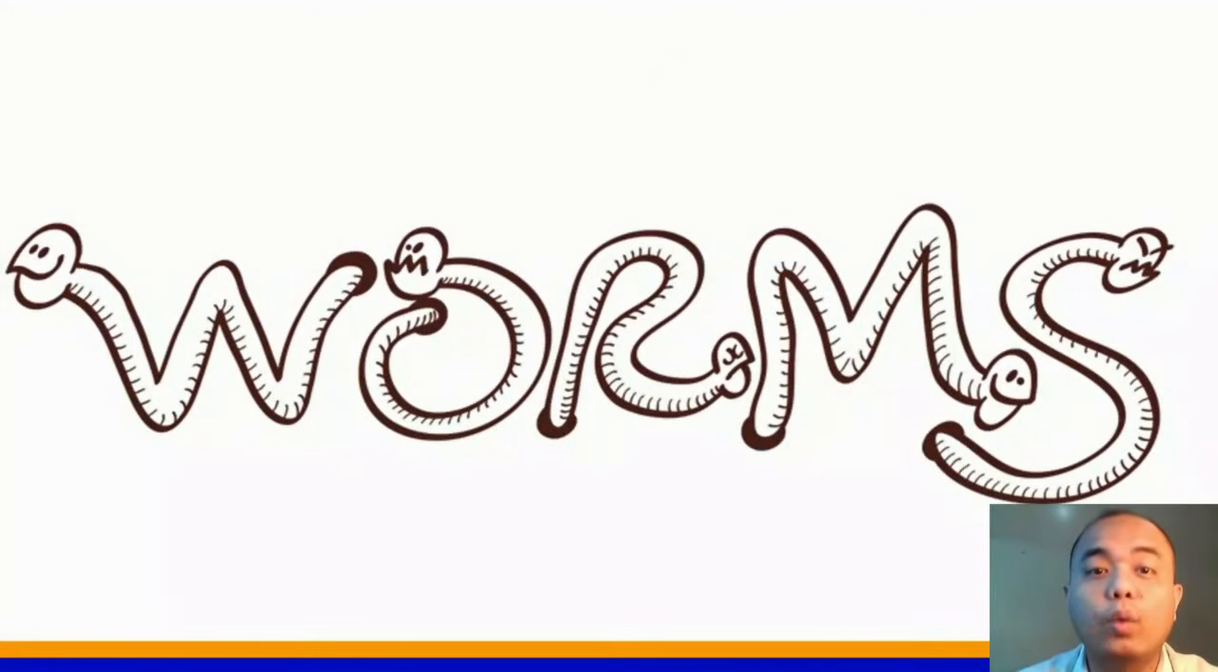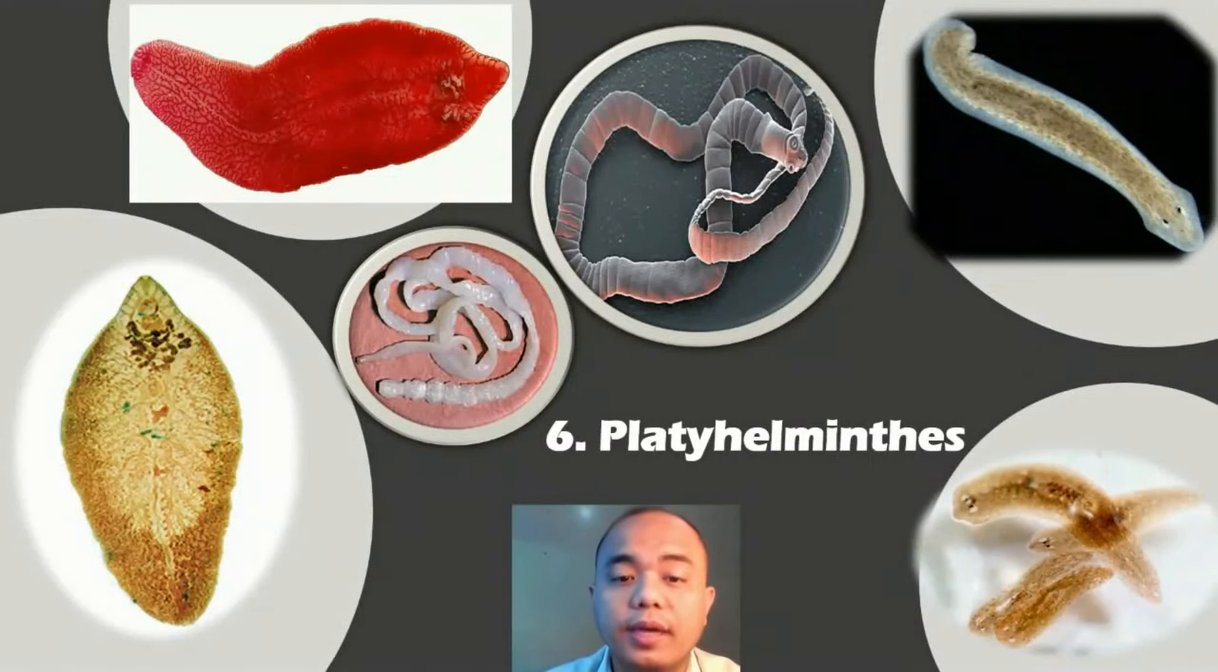Now let's have the world of worms. Worms can be classified into three. Okay, the first group of worms is platyhelminthes. So platyhelminthes are also called flatworms. Platyhelminthes are flattened, elongated worm-like animals. And they are called such because of their flat, ribbon-like bodies, as you see here on the screen.